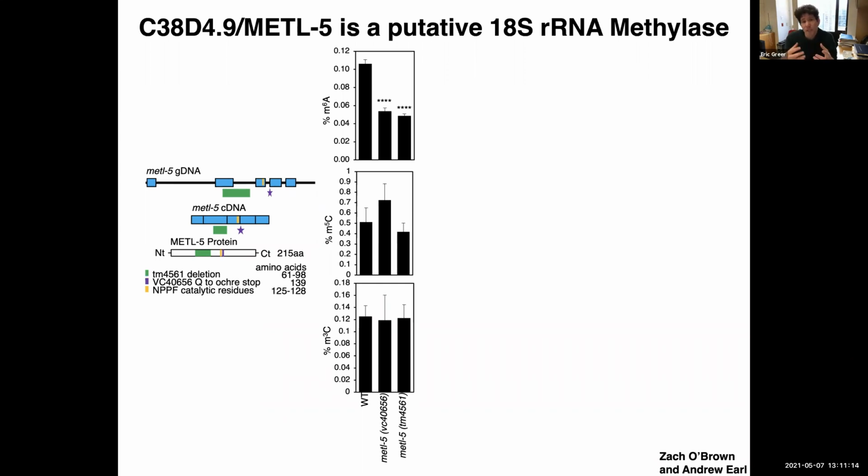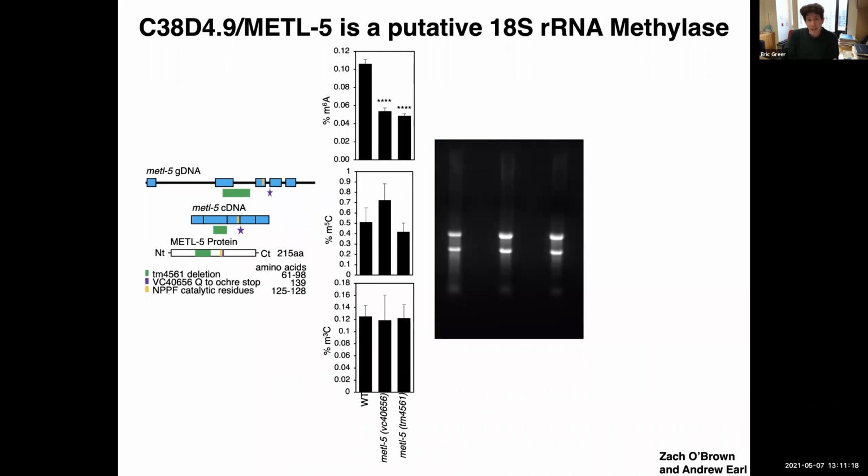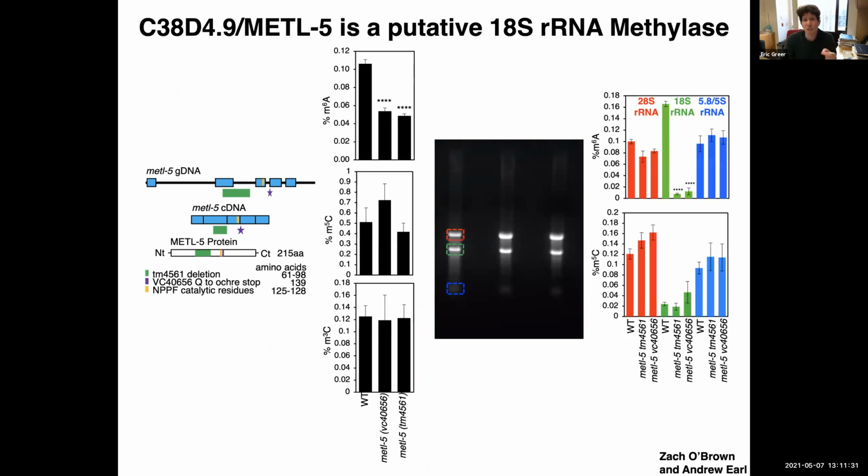To identify which substrate would be modified of the RNA, Zach and Andrew ran the RNA out on a gel and then extracted the 28S, the 18S, and the 5.8S and 5S, and performed HPLC on each of those individual substrates. And what they found was that in response to METL-5 deletion, there was no change in mRNA methylation or methylation on the 28S, 5.8S, or 5S. However, there was almost a complete elimination of methylation of the 18S ribosomal RNA.